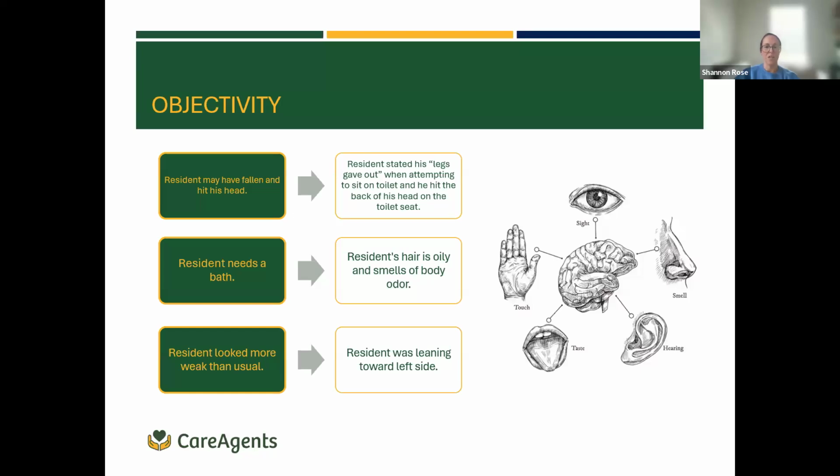Third, the resident looked more weak than usual. This is subjective. How does the resident look more weak? What did you observe? The resident was leaning toward the left side. And if you catch yourself incorporating an emotional response in the chart, that note is probably not as objective as it should be.